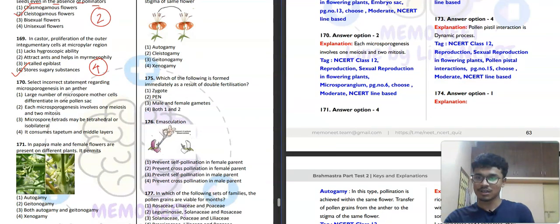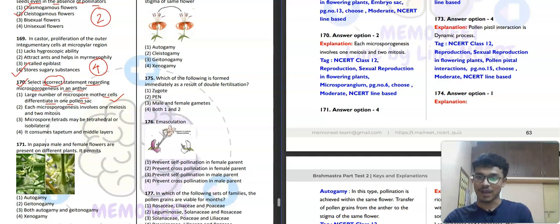Now moving towards question 170. It is saying, select the incorrect statement regarding microsporogenesis in an anther. The options given are: a large number of microspore mother cells differentiate in one pollen sac. It is absolutely correct, because from one microsporangium, microspore tetrads are formed by meiosis, and from the microspore tetrad, when the anther matures, it forms pollen grains, differentiated in one pollen sac. So it is absolutely correct.